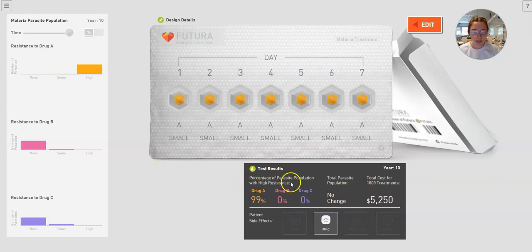So percentage of population with high resistance. Okay. 99% high resistance to drug A. Parasite population, no change. Total cost, that is a bit high, $5,250. And my side effects were mild, so okay. Okay, this after 10 years. I'm going to fill that in on my top here, okay?